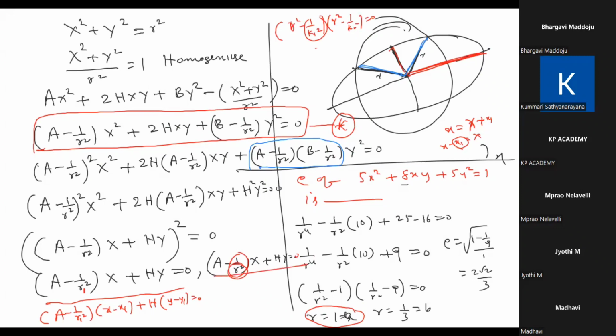Now after that, it's nothing but straight lines, right?